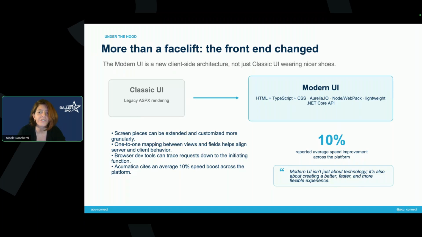So that ability to use TypeScript now in the UI allows for much more granular customizations when it comes to modifying the screens, doing one-to-one mapping between views and fields, helps align different server and client behavior. And what Acumatica cites as a statistic, which I thought was really interesting, and I know, at least for myself, I've noticed the difference too. But there's an average of 10% speed boost across the platform with utilizing this modern UI architecture.